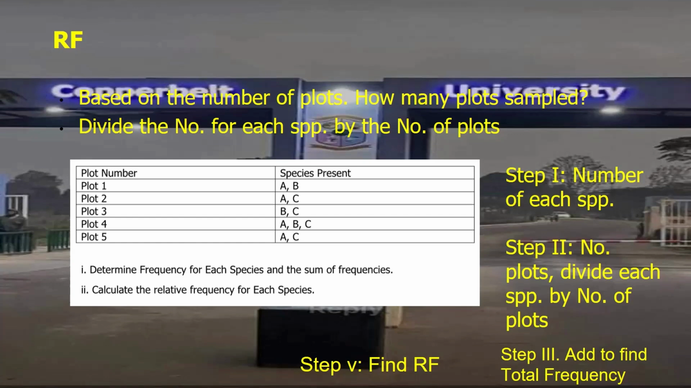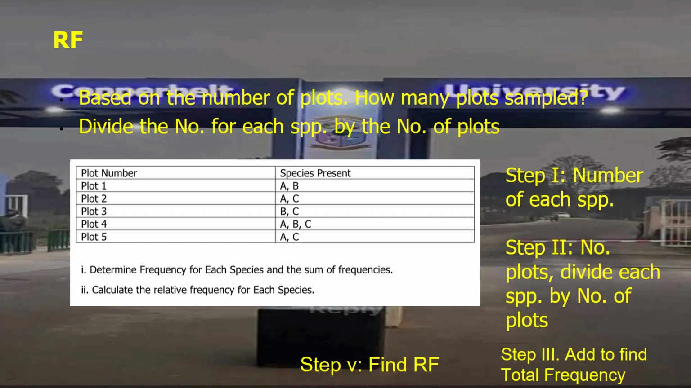What about species B? Species B, in plot number 1, we have species B appearing once. In plot number 2, we do not have species B. In plot number 3, we have species B appearing once. In plot number 4, we have species B appearing once. In plot number 5, we do not have species B. So if we count all the species in the site, we have 1, 2, 3. So species B is appearing 3 times. So we say species B is equal to 3.